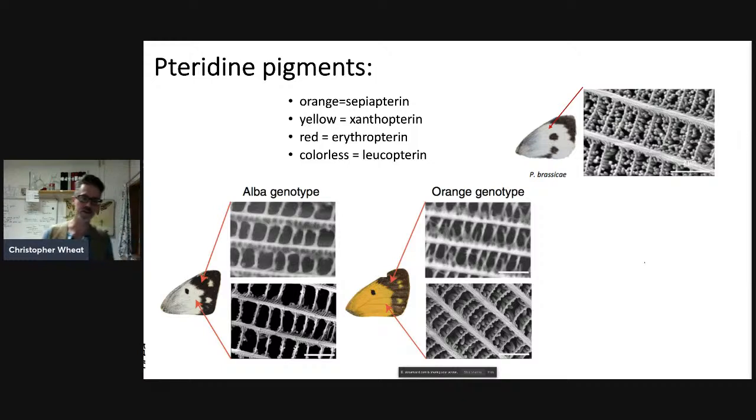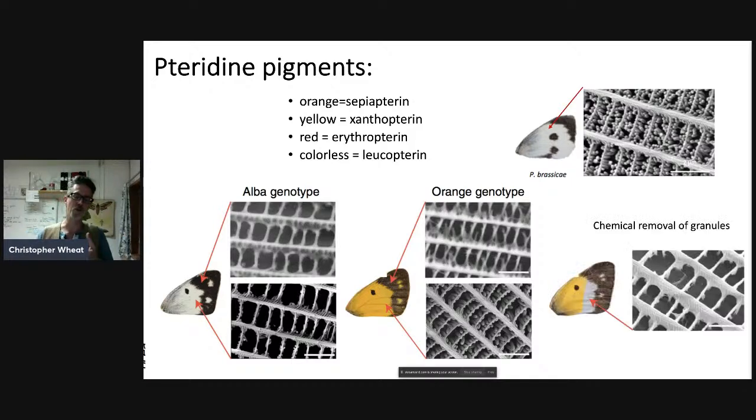In Colias butterflies, we see something quite different. While the orange genotype has lots of granules, and those are full of the sepia pterin orange color, the alba phenotypes actually lack a lot of these pigment granules. They seem to be literally colorless. They don't have the pigments in the same way. If we go in and actually remove these pigments chemically, we also recover the white color in the absence of pigments. So it looks like what's happening here in Colias butterflies is that orange butterflies are investing in making colors, and alba phenotypes are not making color.